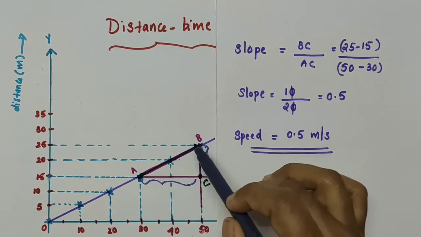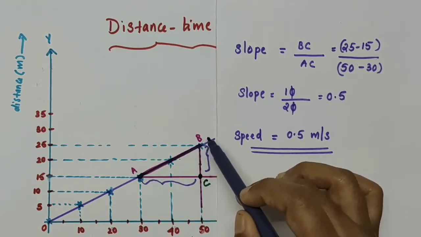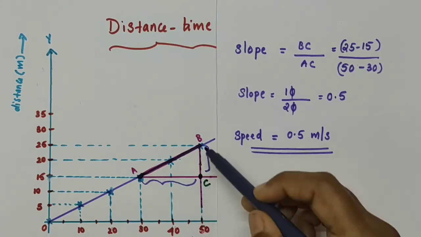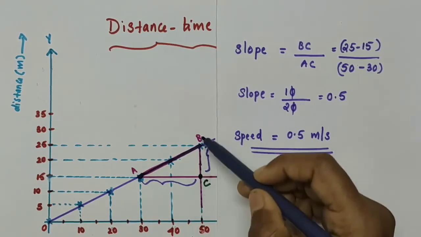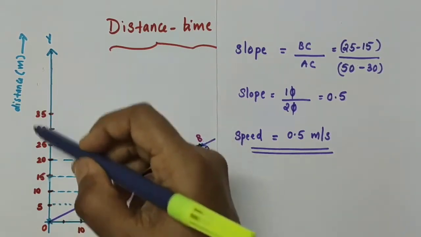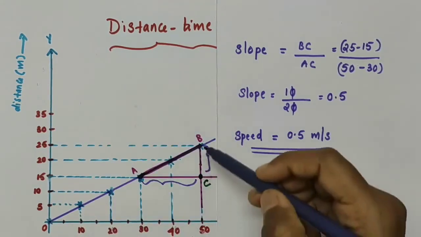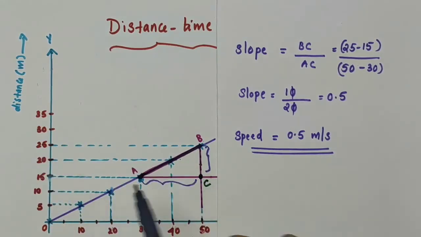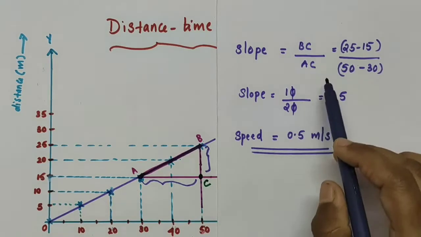Slope of this line AB is actually equal to this side BC divided by this side AC. BC is a side of this triangle ABC which is parallel to the distance axis. Okay, so BC will give you distance values. B corresponds to 25, C corresponds to 15. So BC will be equal to what?